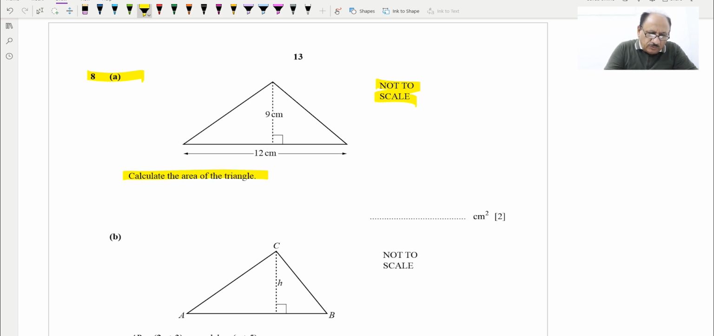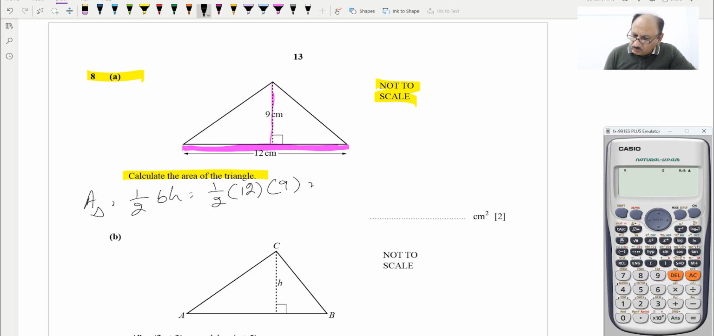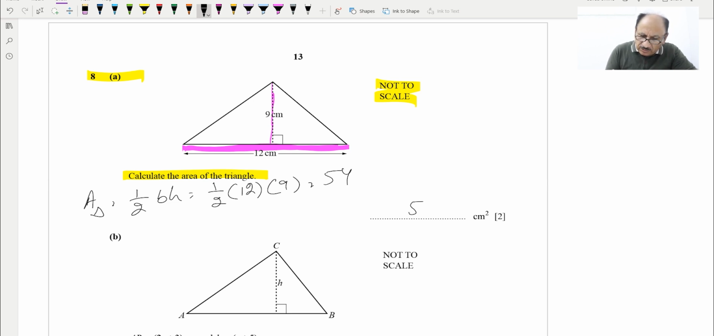Area, you know, we are having base multiplied by height, and base is 12 and height is 9. So half into base into height. So area will be equal to what? Area of the triangle is equal to half into base into height, which is equal to 1 by 2 into 12 into 9, and this will give us the answer. So 0.5 into 12 into 9 is giving us 54. So 54 centimeters square will be the answer for 2 marks.